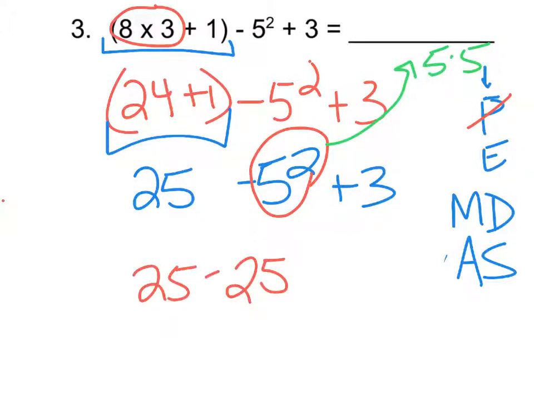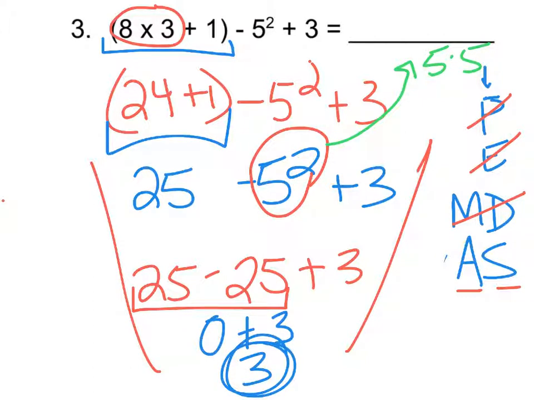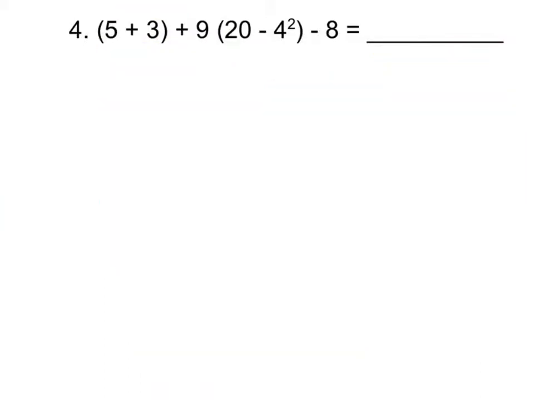So I have 25 minus 25 plus 3. Once again, I should be filing down. I'm on my addition or subtraction step now, working left to right. 25 minus 25 is 0. I have a plus 3 left over. So my final answer for this problem would be 3. The final problem is a little bit longer, so we're going to take our time with this one.